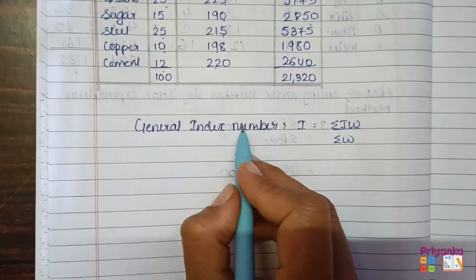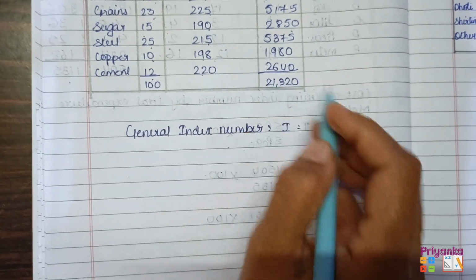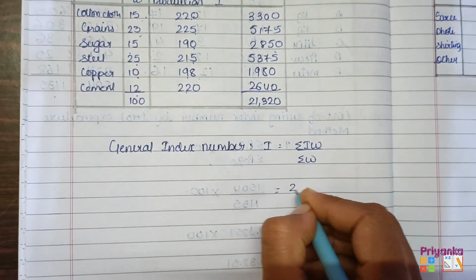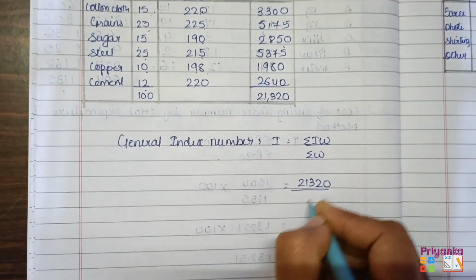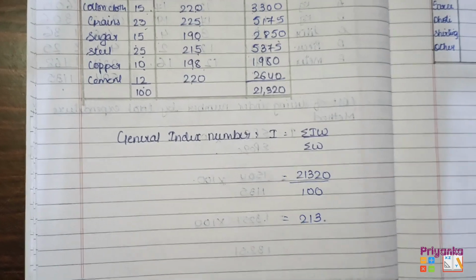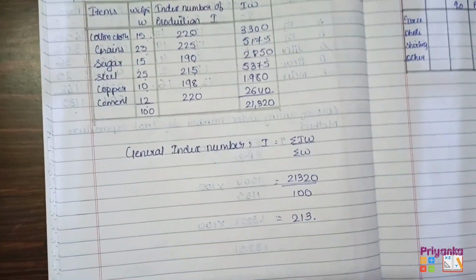So here we get 21320. For finding general index number, just put in the information which we have found right now, 21320 divided by 100, and here we get 213. That's it. Moving to the next.